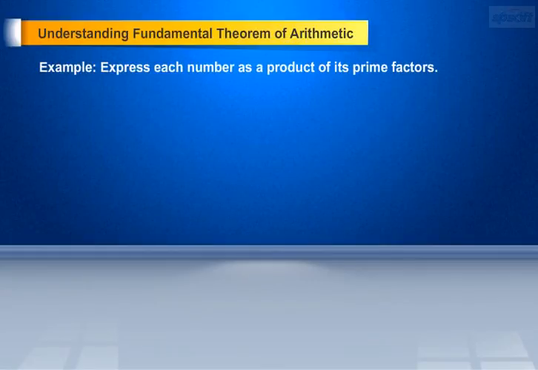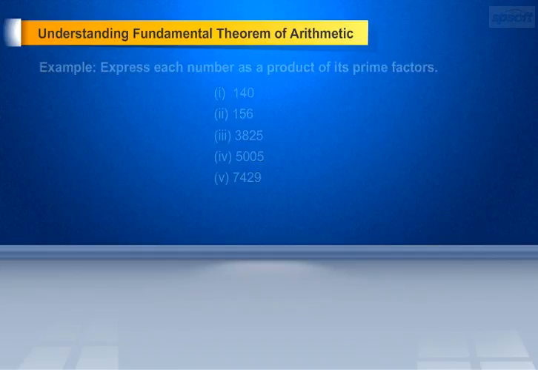Let us express the following numbers as product of the prime factors: 140, 156, 3825, 5005, 7429. Let us now see the solution of each of the given numbers.